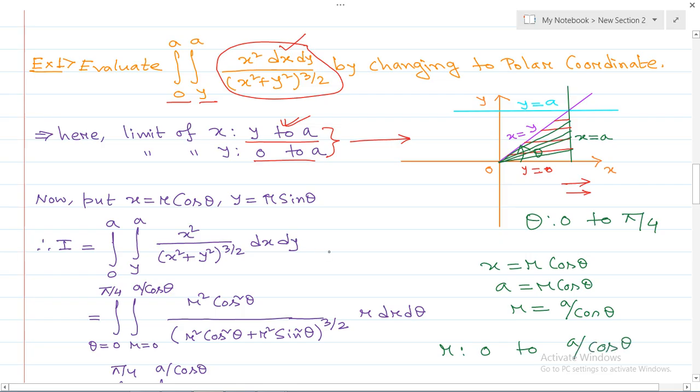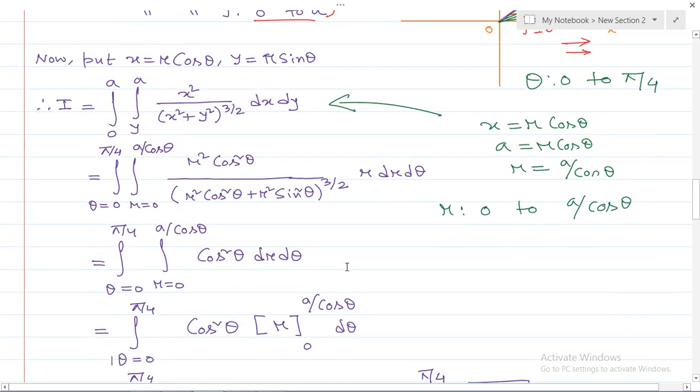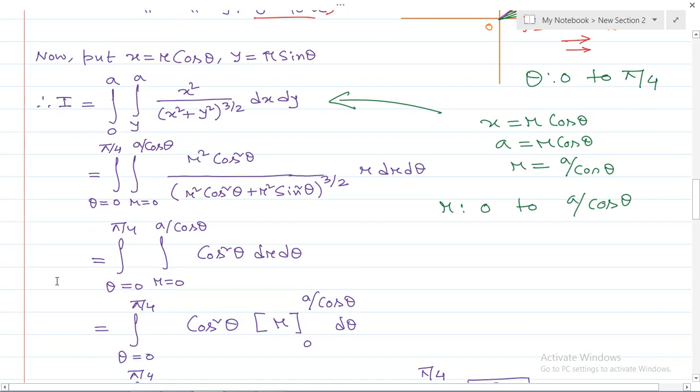Okay, so we will come to the left hand side right now. We substitute all these concepts here. So what will it become? Since the theta limit is a constant limit, we can take it as the outer integral, theta equal to 0 to pi by 4, and r equal to 0 to a upon cos theta. x square is r square cos square theta, and x square plus y square is r square cos square theta plus r square sin square theta, to the power 3 by 2, into r.